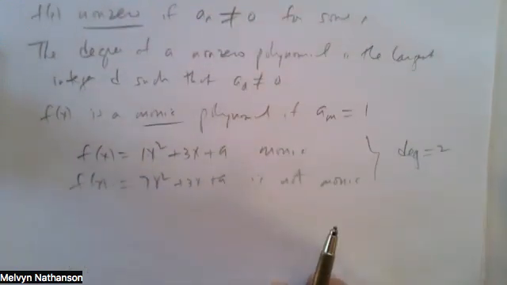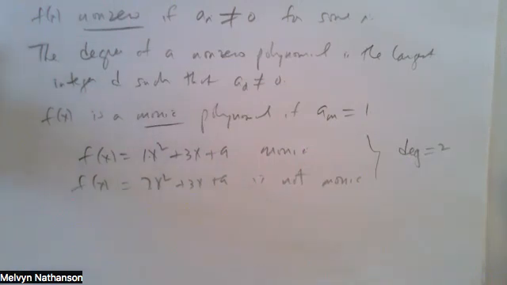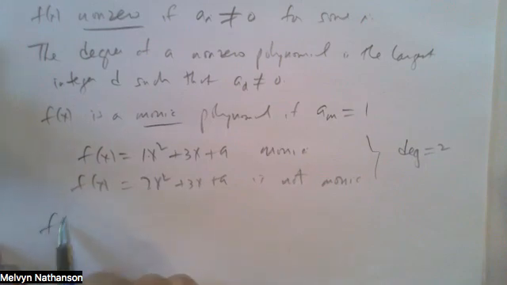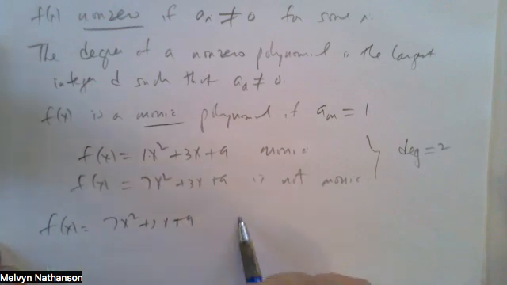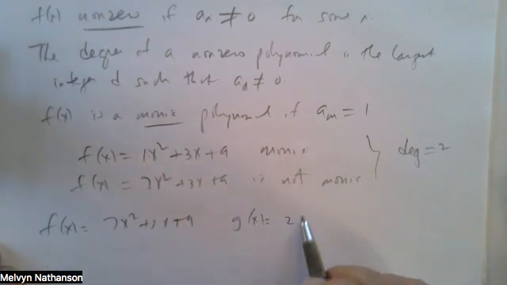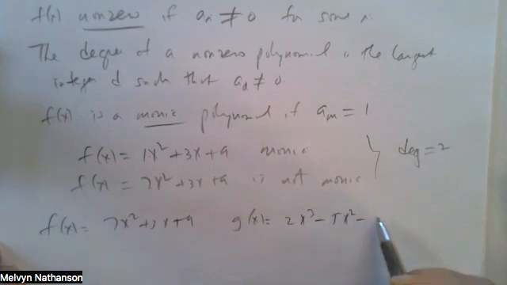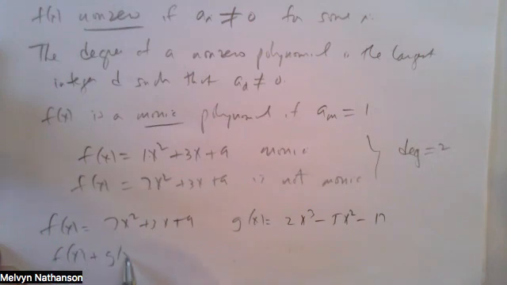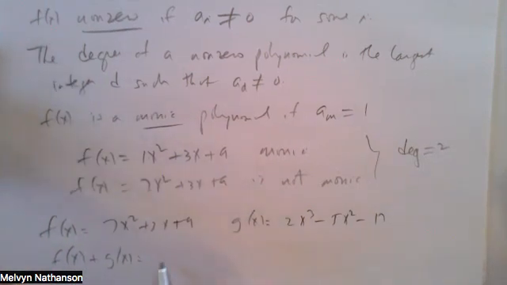And we add polynomials just the way, and multiply polynomials just the way you did in pre-calculus and calculus, right? If you have f of x is 7x squared plus 3x plus 9, and g of x is 2x cubed minus 5x squared minus 17, then f of x plus g of x, you just add them. You get 2x cubed plus 2x squared plus 3x minus 8. Right?